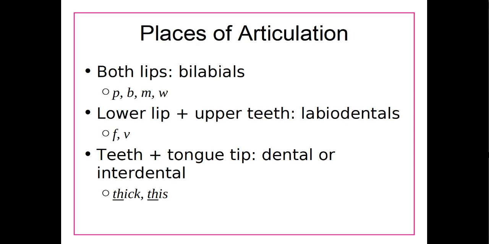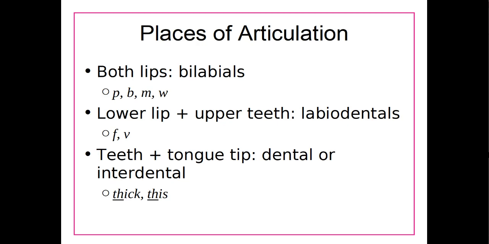So there are a few other sounds that are going to have this voiced or voiceless distinction, but otherwise be made the same way. So P and B are one type of pair like that. M and W are just other bilabial sounds. Those are not a voiced or voiceless pair, though.